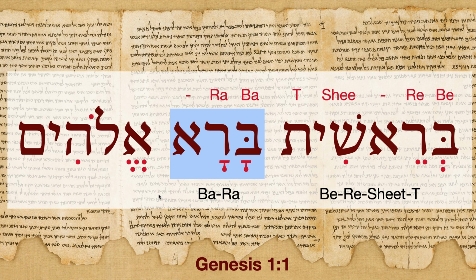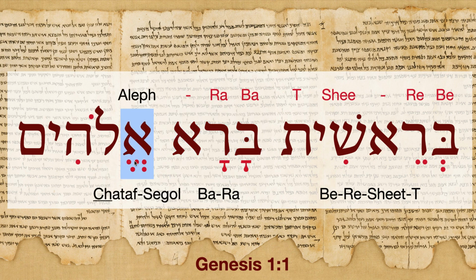Bara. Next is Aleph, the first letter of the Hebrew alphabet. And the vowel underneath is Chataf Segol. These 3 dots that I'm highlighting, which are to the left, are segol, short e sound. But if you put this kind of 2 dots, this is Shva.